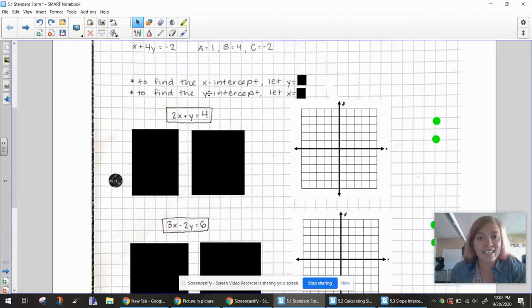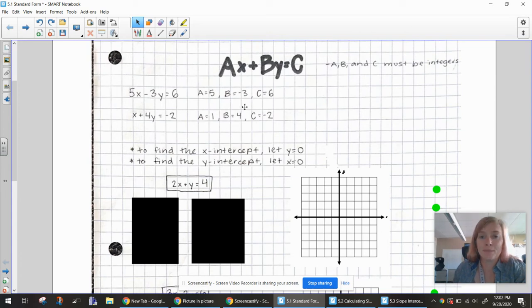Next, we want to find the x and y intercepts. This is the next piece of review that we need, because we need this in our brains in order to actually graph something from the standard form. To find the x-intercept, we're going to let y equal 0, and to find the y-intercept, we let x equal 0. That's because the x-intercept is where y equals 0, and the y-intercept is where x equals 0.